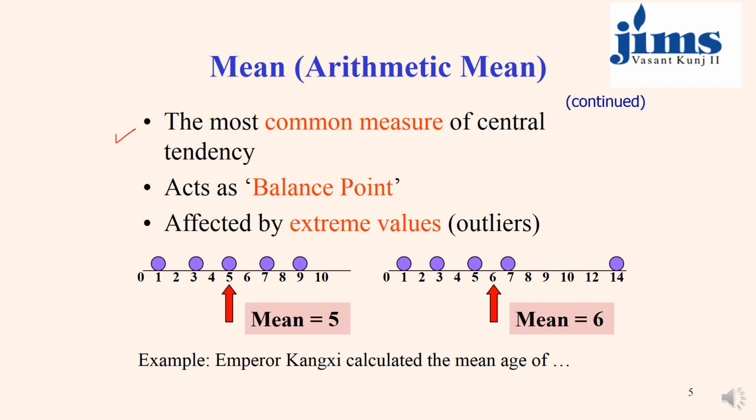If the extreme values are different, then the mean will shift. You see here the extreme values are 1 and 9, therefore 9 plus 1, 10 divided by 2 is the mean. If the extreme values are 1 and 14, then on that basis the mean can be 6, means it depends on the extreme values.